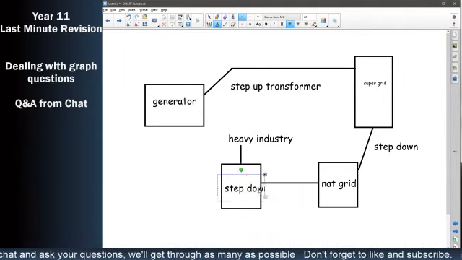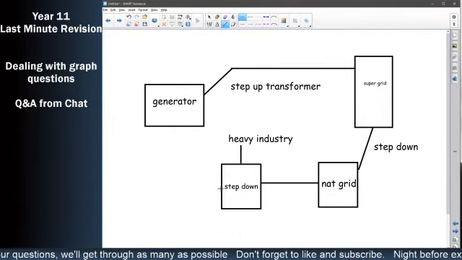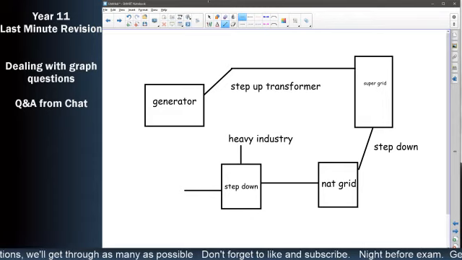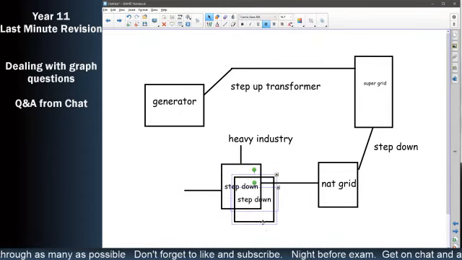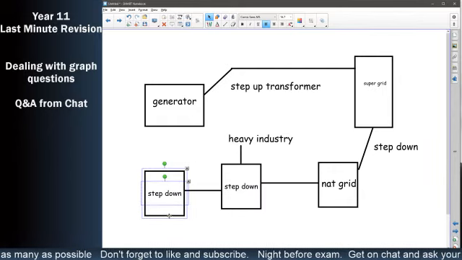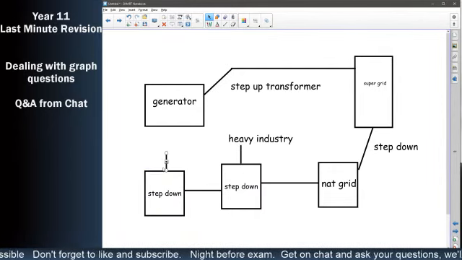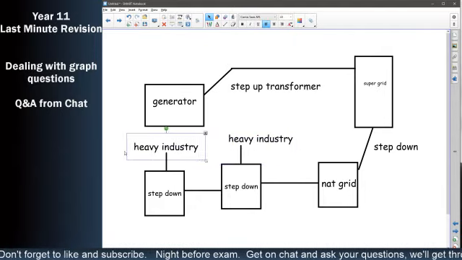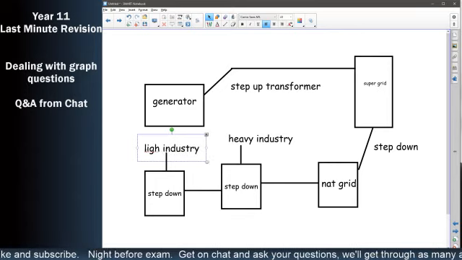Right, with 1 minute 56, let's see if we can explain the entire national grid to you. Next bit across we've got a further step down transformer. So let's select that, give that a copy. We've got another step down transformer that steps down a little bit further. And then we get to light industry. The good music's coming in now, so we're running out of time, so we're at light industry there.